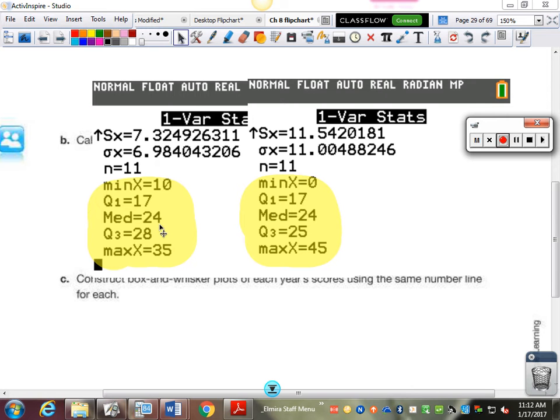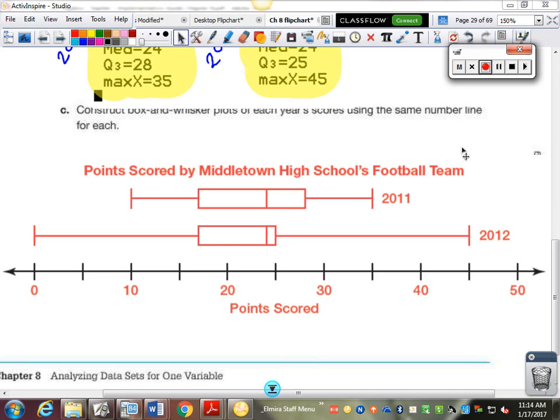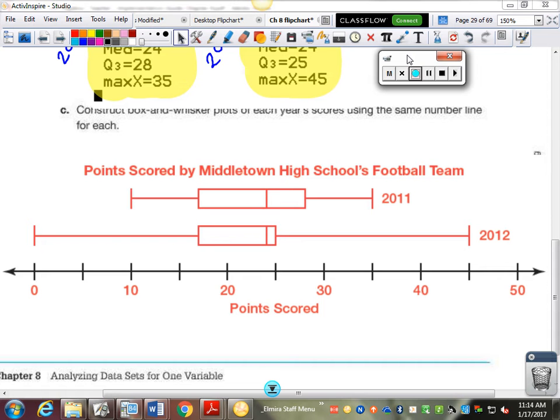Okay, so these are the 5-number summaries for the 2 sets of data. This is the 2011. This is the 2012. Then it says construct a box and whisker plot for each year's scores using the same number line for each. Okay, so there's the box and whisker plots done.